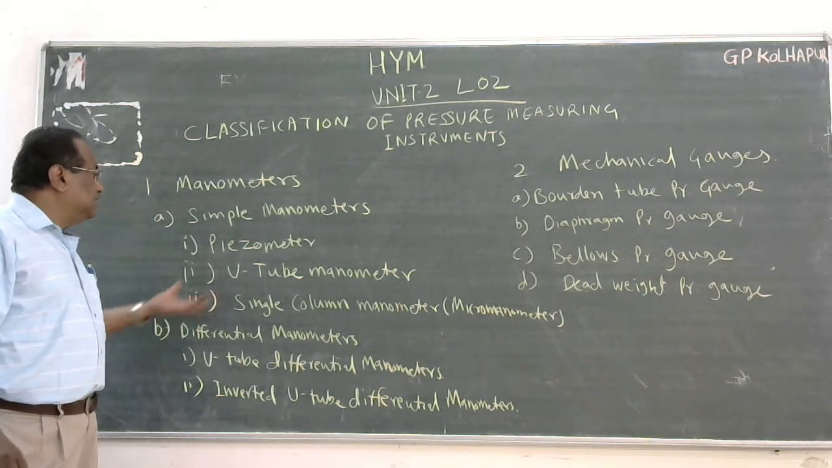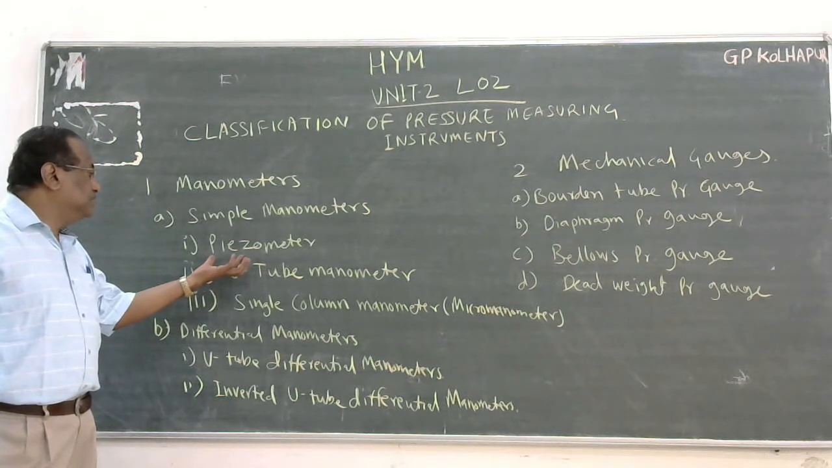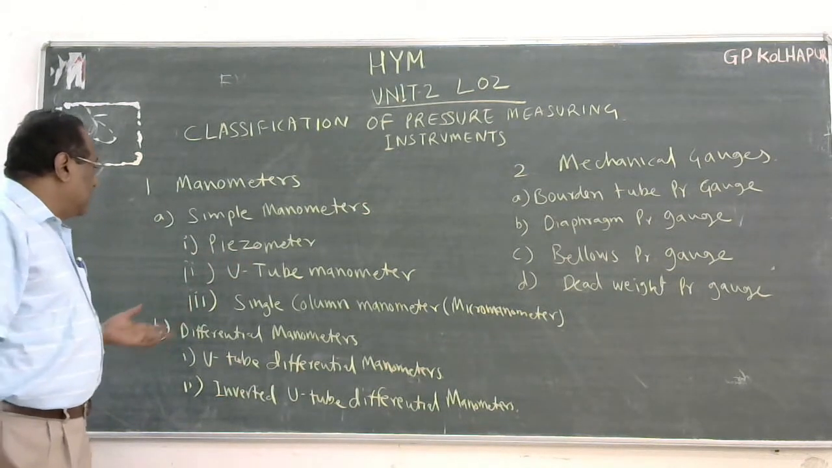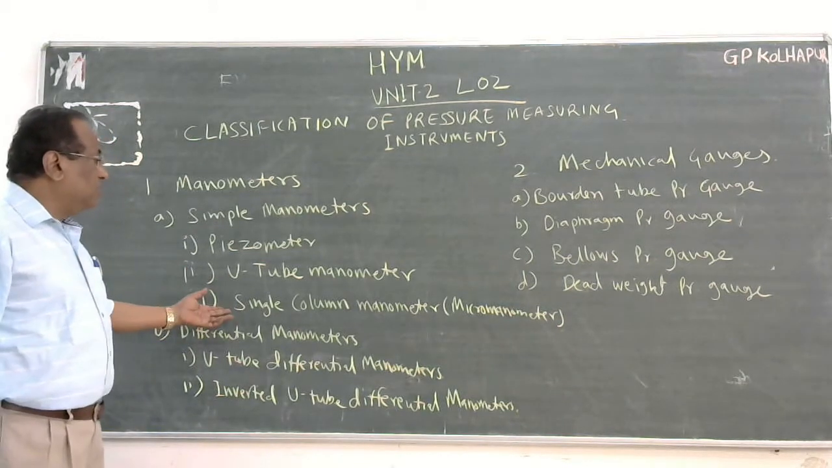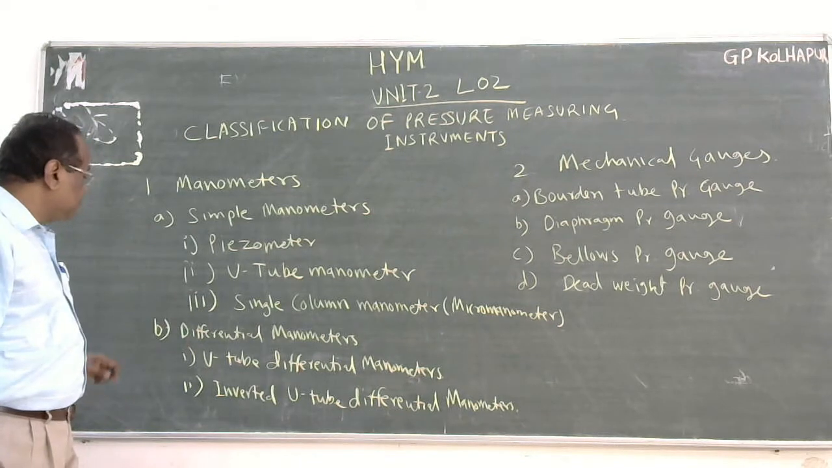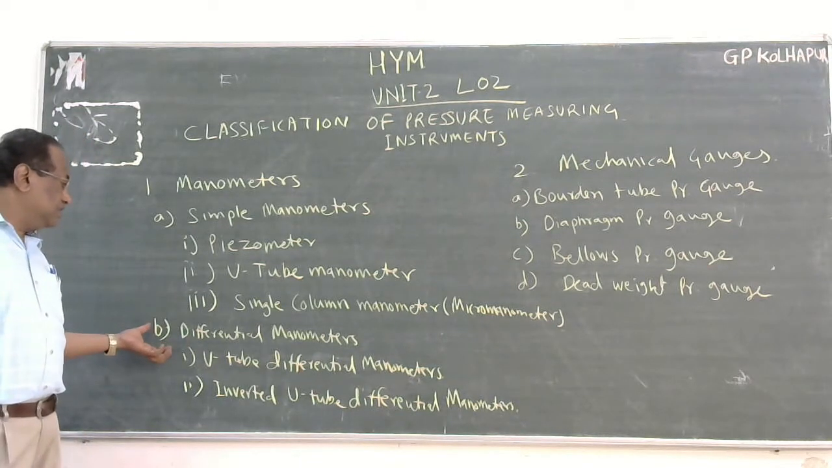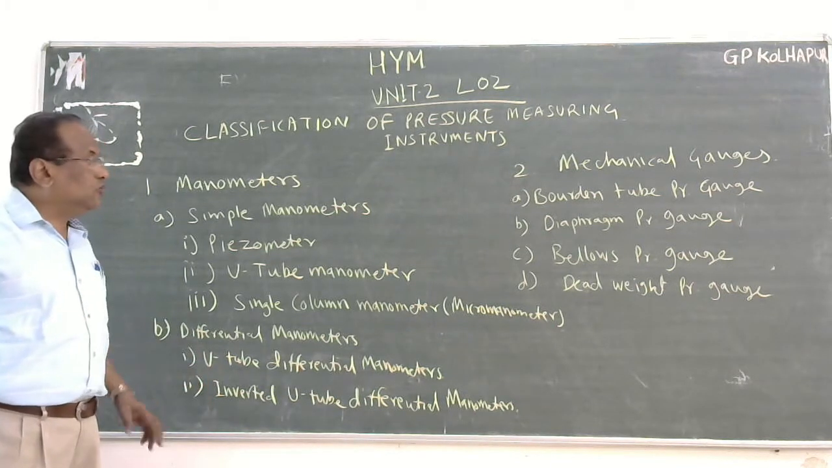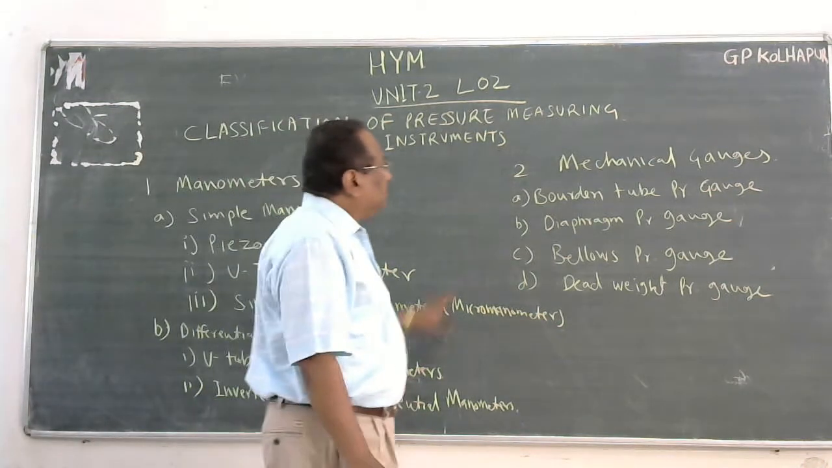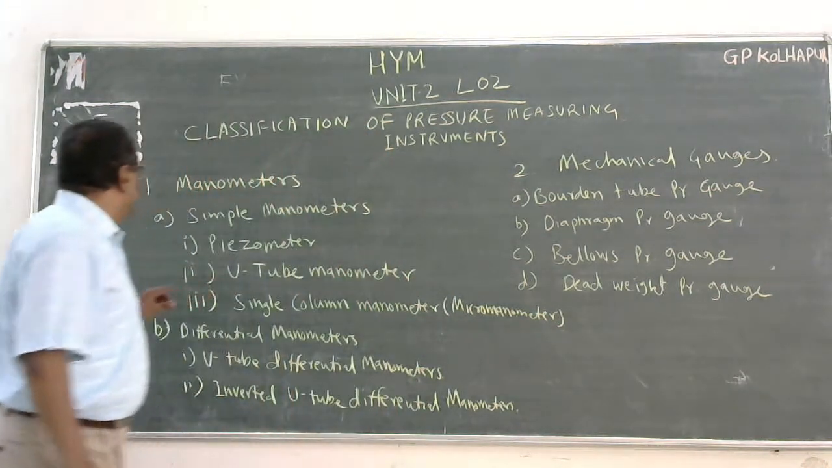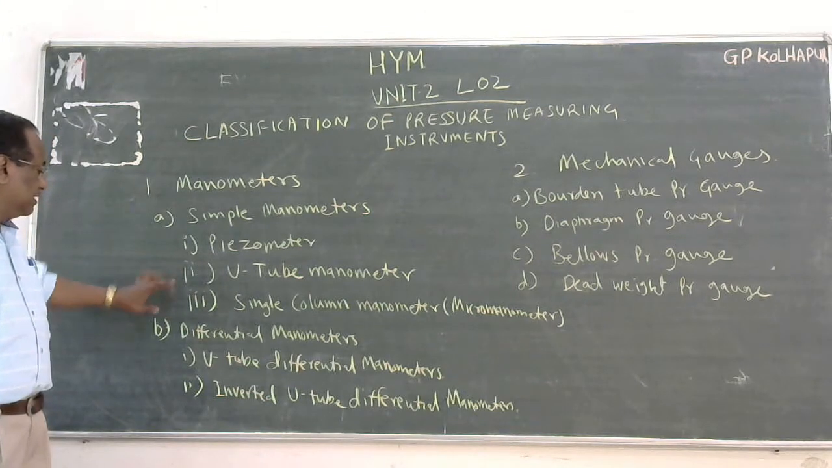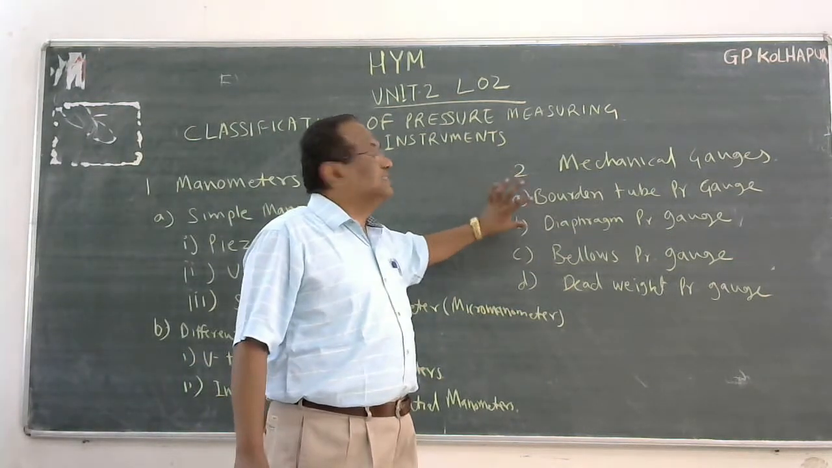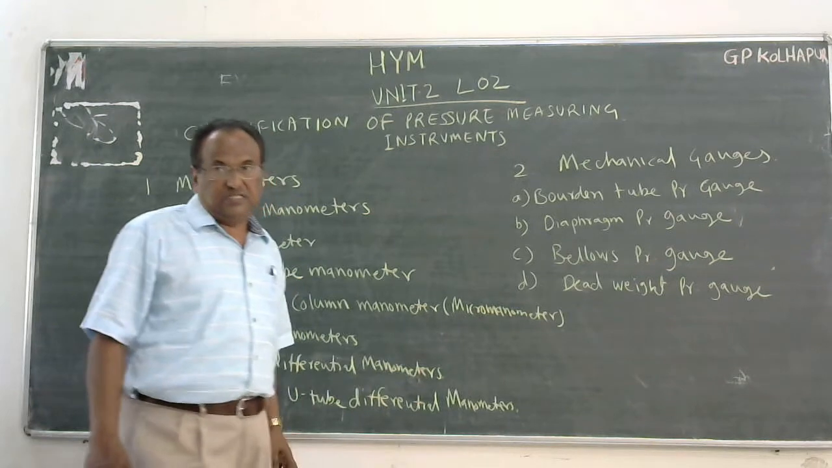Again, under simple manometers, there is a manometer which is called a piezometer. The details we will see further. Again, U-tube manometer, single column manometer or micromanometer. Under the differential manometer category, there is a U-tube differential manometer and inverted U-tube differential manometer. As far as our syllabus is concerned, we are going to learn piezometer, U-tube manometer, U-tube differential manometer, inverted U-tube manometer, and Bourdon pressure gauge under the mechanical gauges.